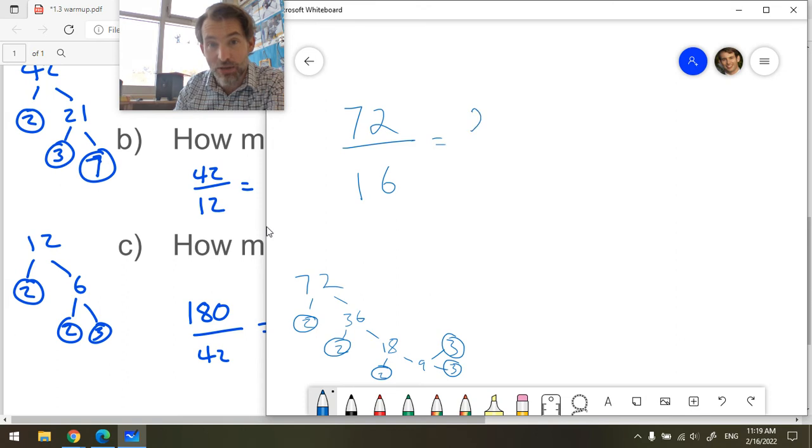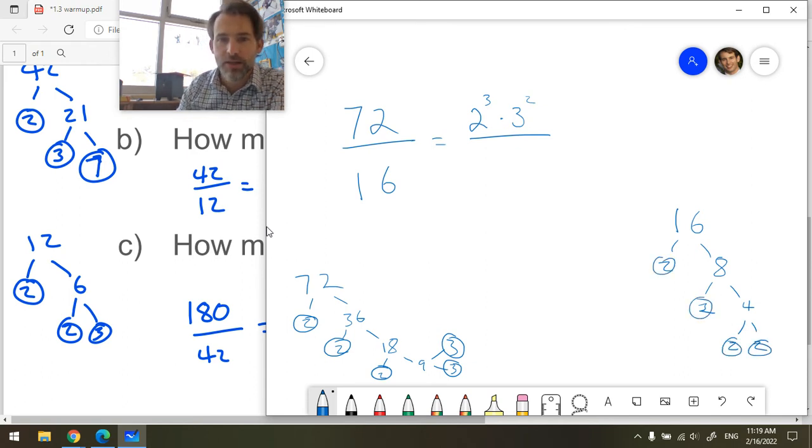So I can write that as 2 to the 3 times 3 to the 2, divided by 16. Let's do a factor tree for 16. It's divisible by 2, that gives me 8. It's divisible by 2, that gives me 4. 4 is 2 times 2. So this is 2 to the 1, 2, 3, 4. 16 can be written as 2 to the 4.